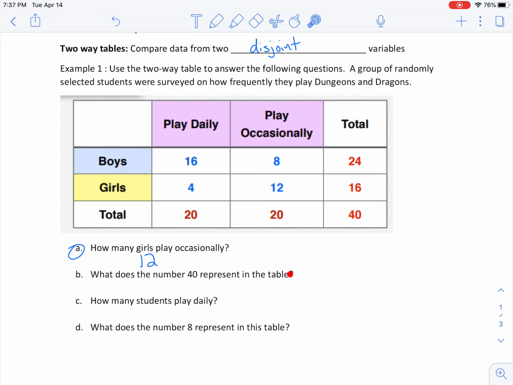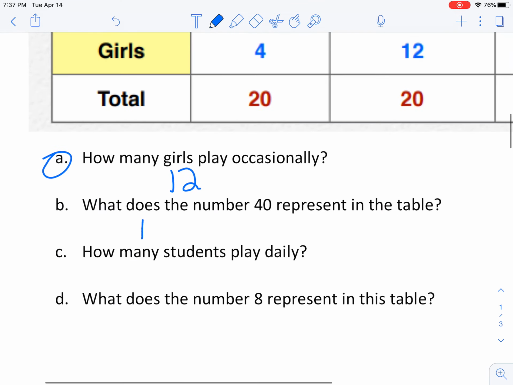Okay. What does the number 40 represent in the table? 16, 8, 24. You can see 40 is all the way at the bottom. Notice it's lined up with the total. So it's the total. Boys are 24, girls are 16. It is the total people surveyed.